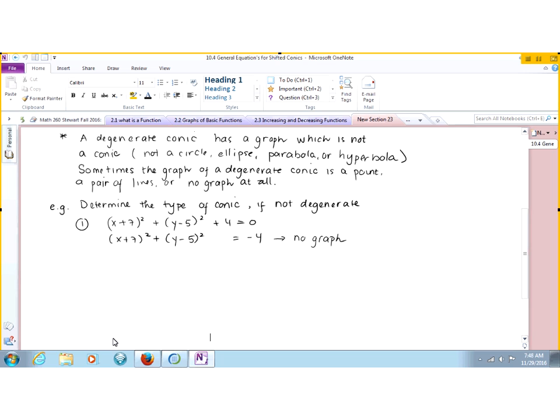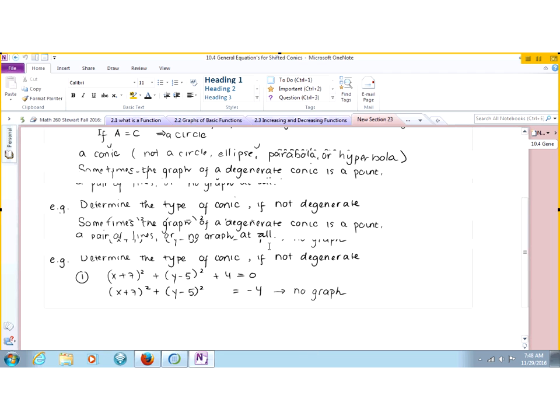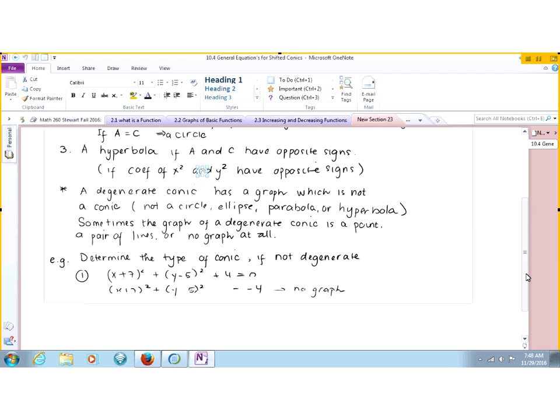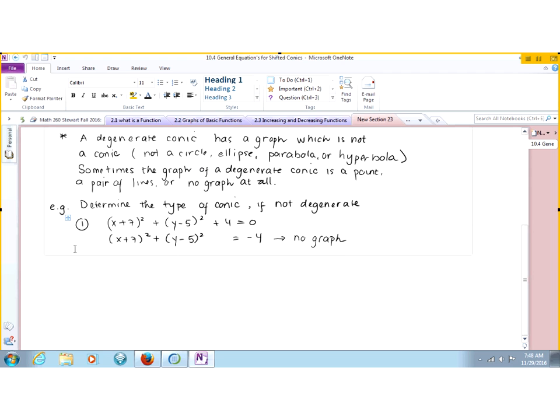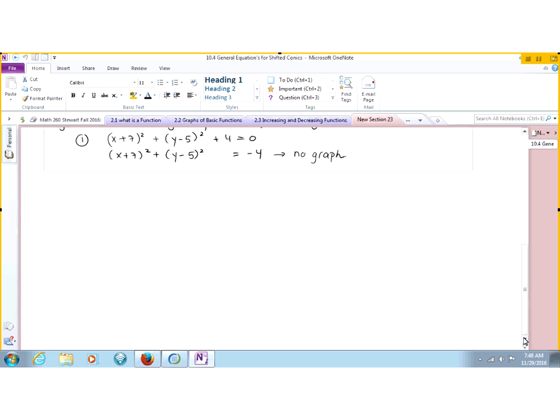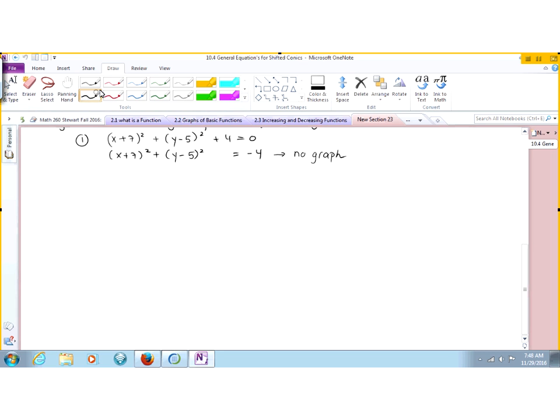Determine the type of conic and if it is not a degenerate. So this is where we stopped yesterday. Alex had a question, why is this no graph? Do you remember why? Because this is a positive, cannot be equal to a negative number. Yes, that's right. So let's continue. Number 2.